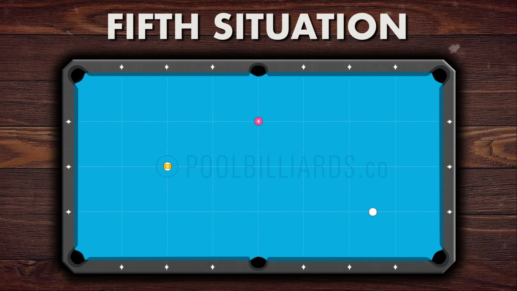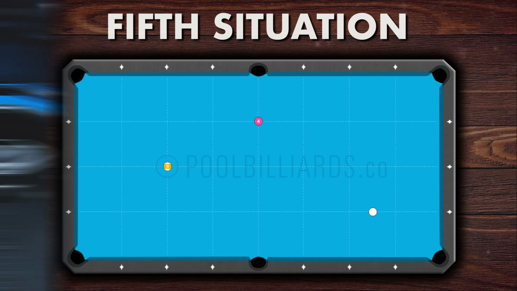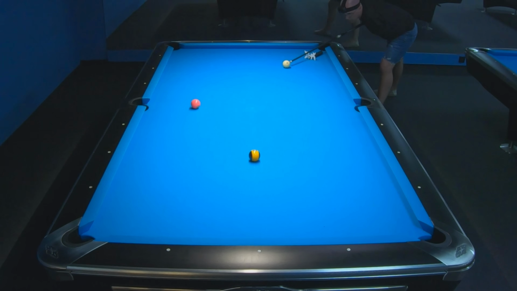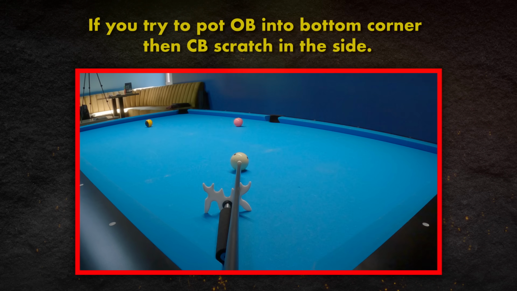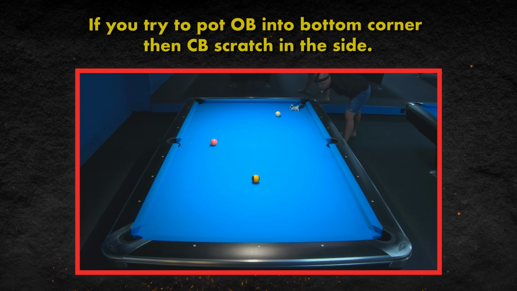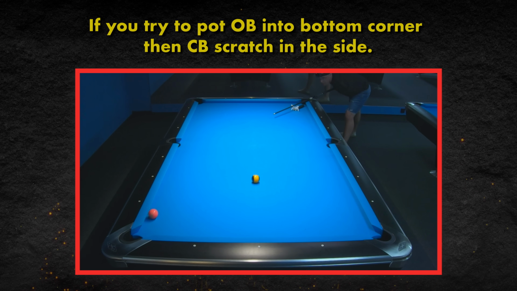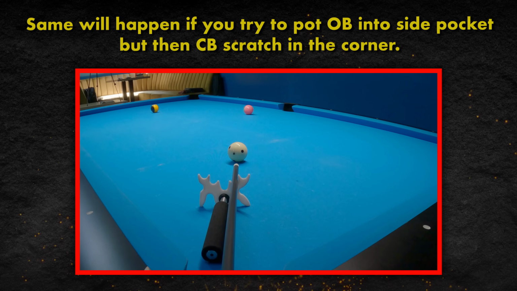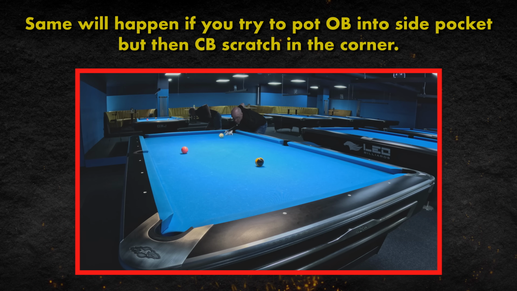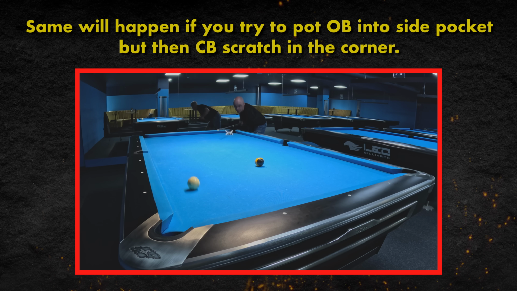Let's see this very interesting situation where once again many players have difficulties finding the correct solution. If we try to pot the object ball into the bottom left corner, then the cue ball automatically scratches in the left side pocket, and the same thing will happen if we try to pot the 4 ball into the side pocket, but this time we scratch in the bottom left corner.